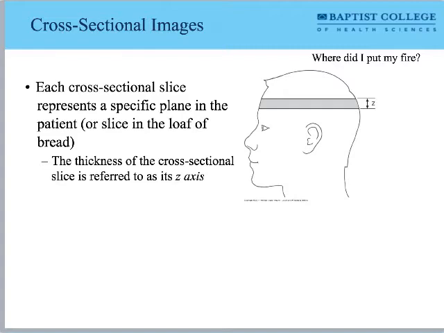So each cross-sectional slice represents a specific plane in the patient, right? And the thickness of that cross-sectional slice is referred to as the z-axis. The z-axis. So we have a patient laying on our CT exam table. Let's pretend that this is my CT exam table, and someone is laying on it, right? Their head is that direction. And that's where the gantry is at. The CT machine is that way.